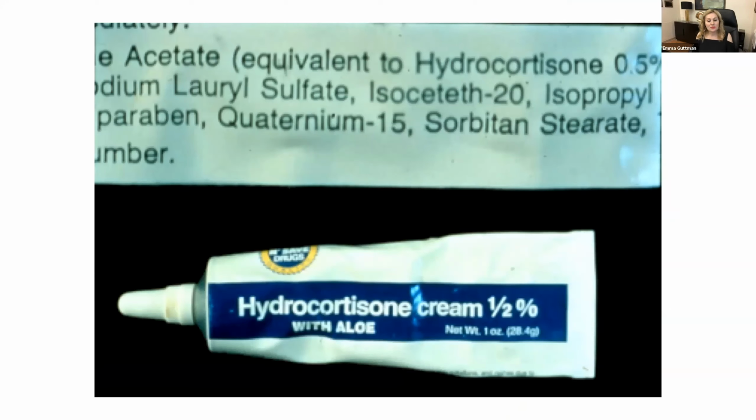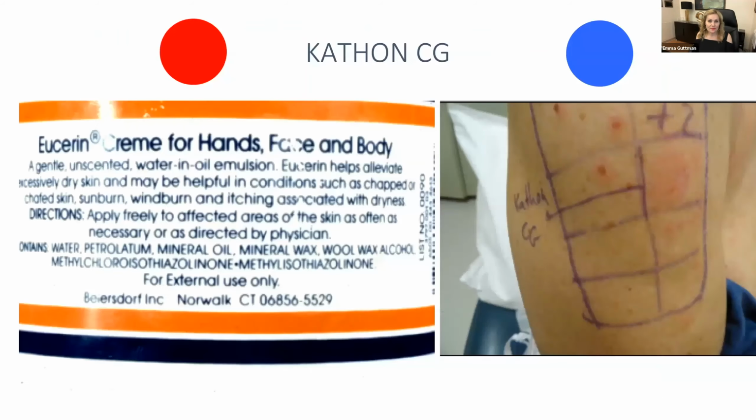Now, hydrocortisone creams and many other steroid creams also have preservatives. Here you see quaternium 15. So we need to really be thinking about preservatives, not only in cosmetics, but also in moisturizers and in creams that we are prescribing. And Kathon CG, another one that is in multiple cosmetics, emollients, and medications. And here we see Eucerin for the hands, face, and body.